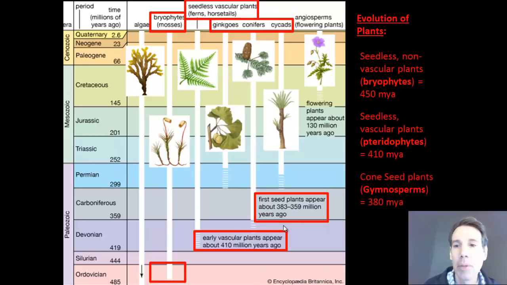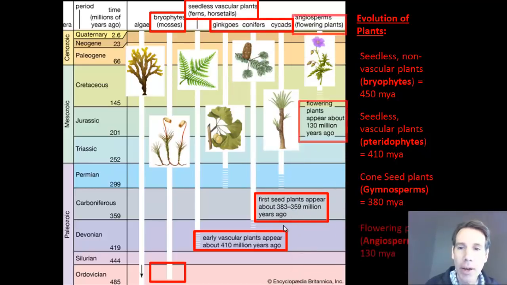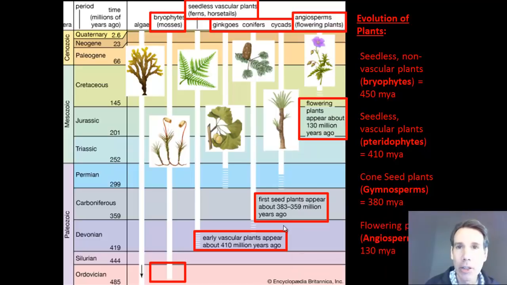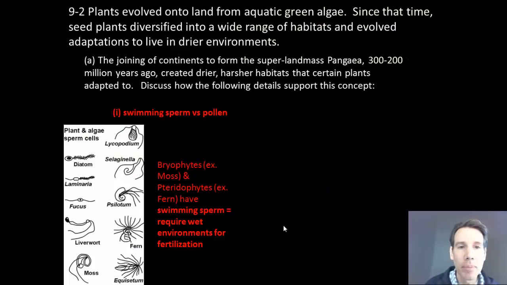Later, the cone seed plants, gymnosperms, start to evolve. And then finally, we have the flowering plants, angiosperms. So we're going to be looking at the context in which plants evolve these characteristics over time.